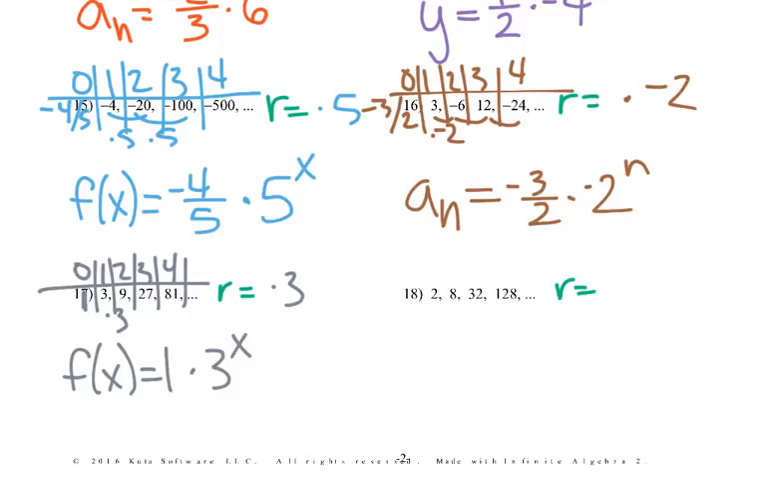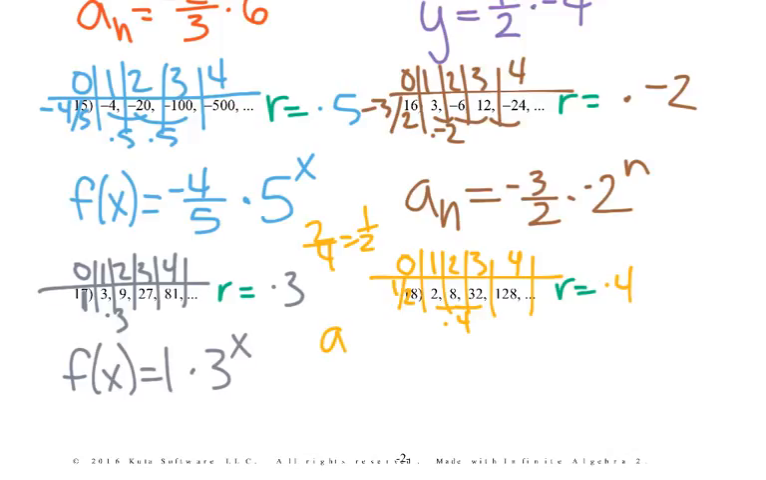Okay, looking at 18, our last one here. So first term, second term, third term, fourth term. 2 to 8, 8 to 32, multiplying by 4, that's our growth. Now, remember the recursive is how we're thinking. So going back to the 0, 2 divided by 4 would be 1/2. Recursive, I'd say my 0 term would be 1/2.